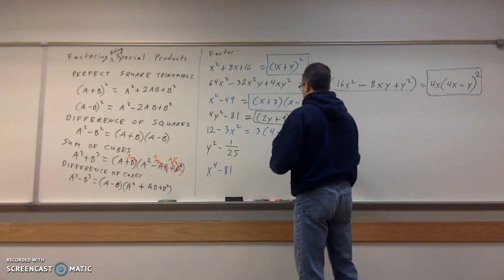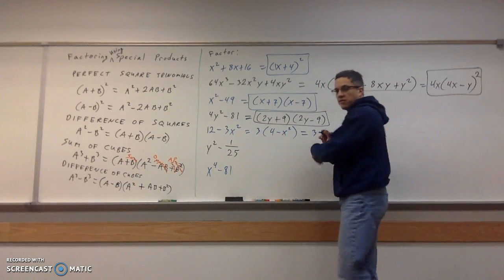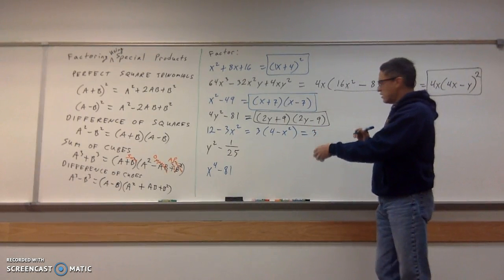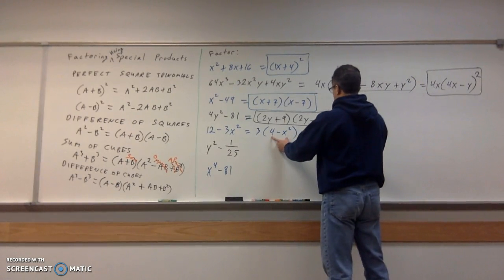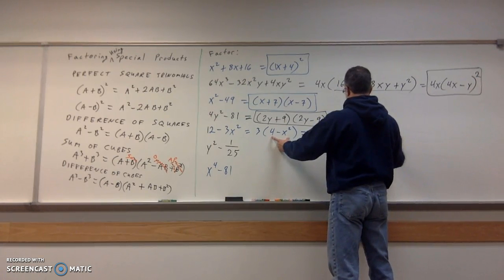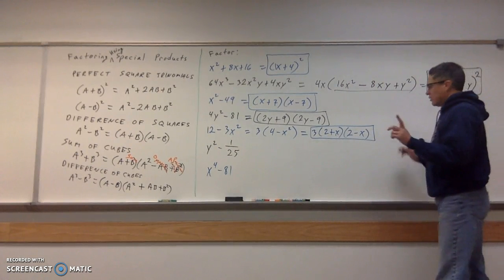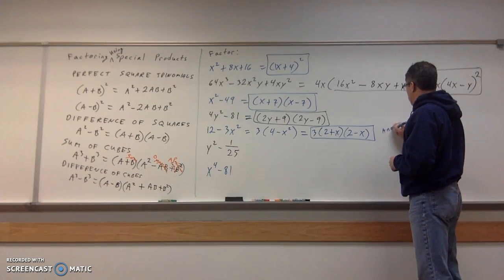But for right now, I can factor it as 3. Don't forget that 3 needs to be part of the answer here because that's part of the finished factoring. Times the quantity of 2 plus x and then 2 minus x. Okay? Now there is another way on this one.